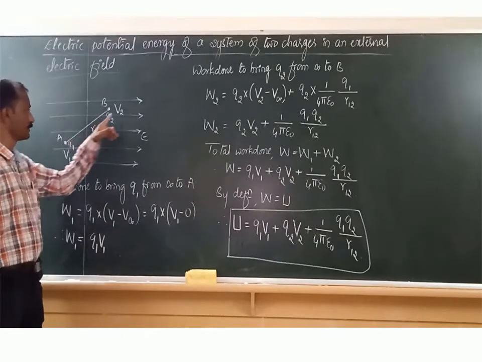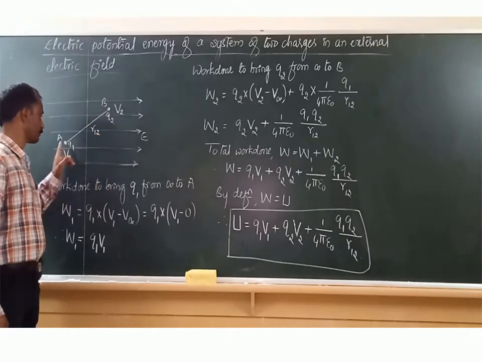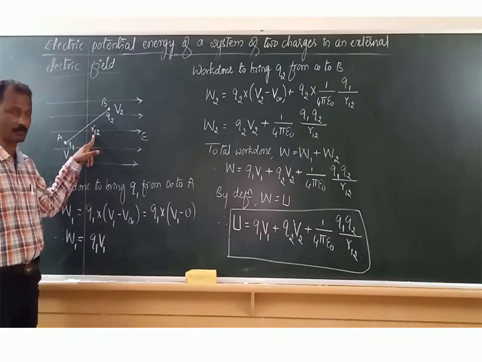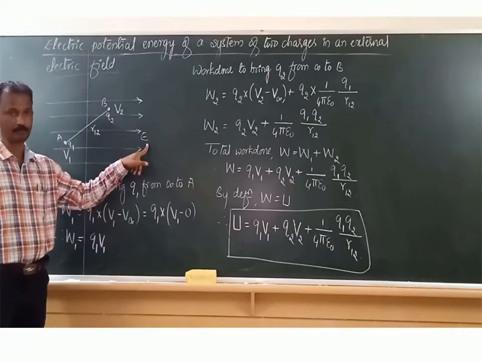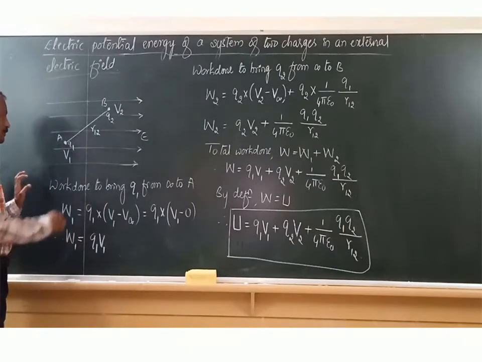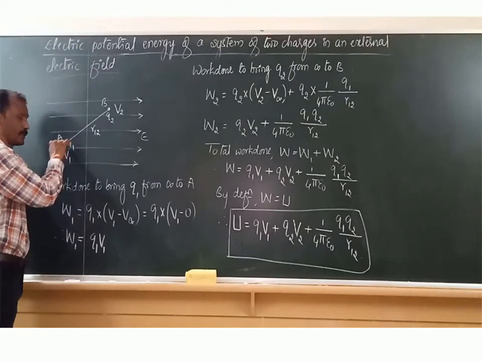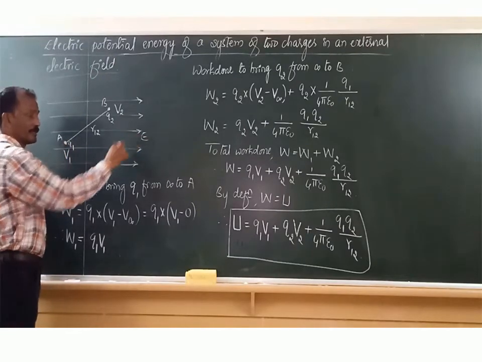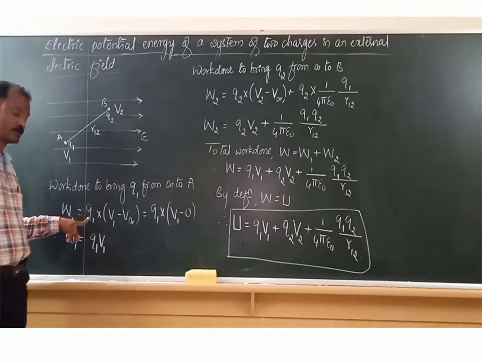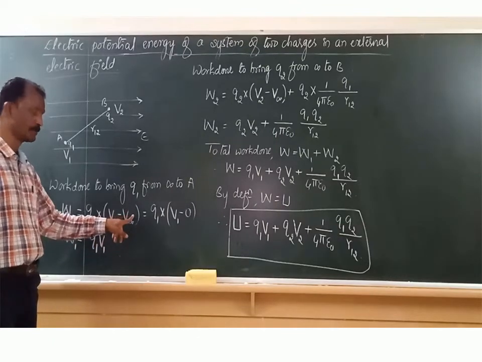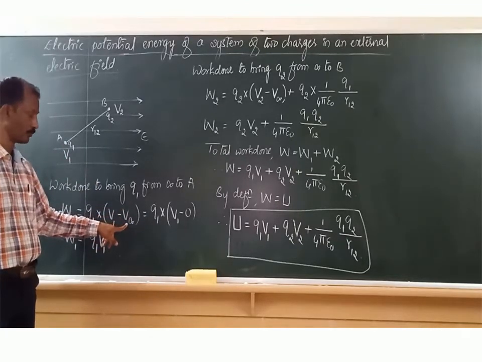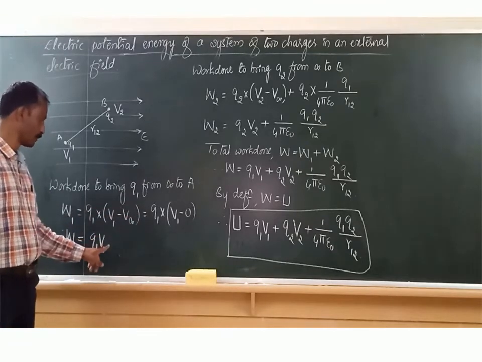Let V1 and V2 be the potentials at two points A and B separated by distance R12 in an external electric field. Now, charge Q1 is brought from infinity to point A against the external electric field. Work is to be done. The work done W1 is equal to Q1 charge into potential difference V1 minus V infinity. Potential at A is V1, but V infinity is 0. Therefore, W1 is equal to Q1 into V1.